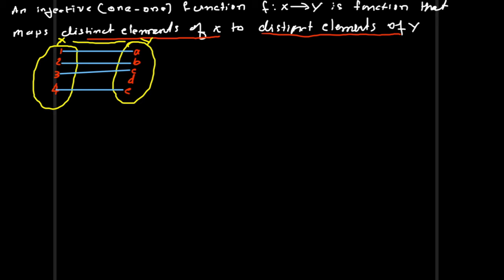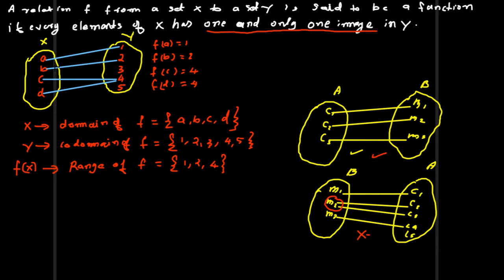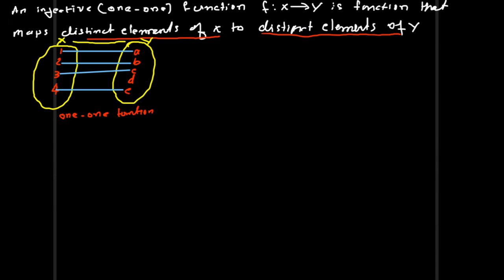So here this is a 1-1 function. Clear? Then the previous example, this one here, is a 1-1 function, distinct element and distinct image. Suppose here C and D had the same image, 4. Then this is not a 1-1 function, this is only a function. Clear? Okay, then come to this.